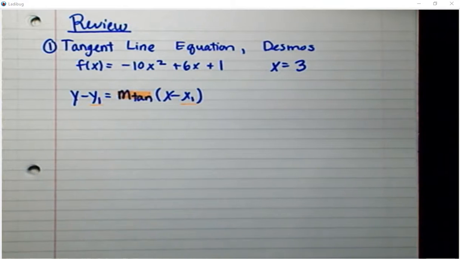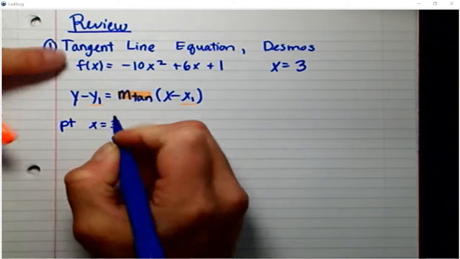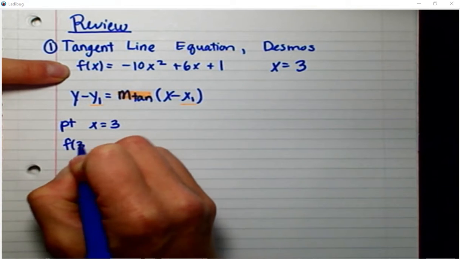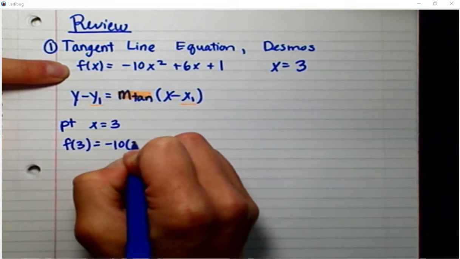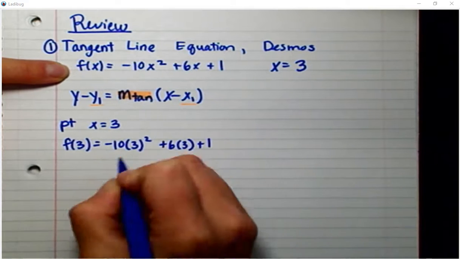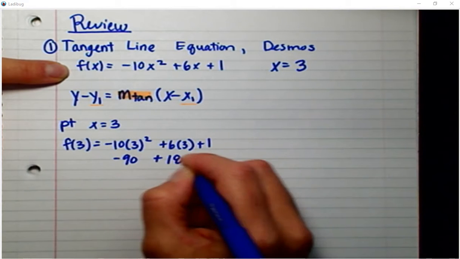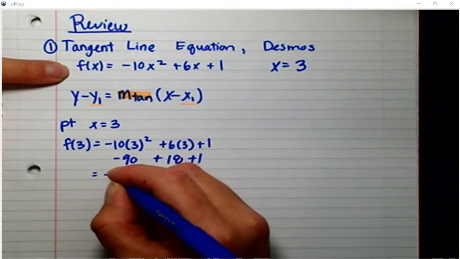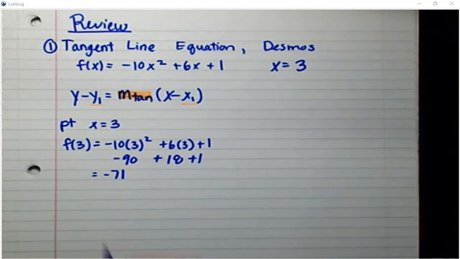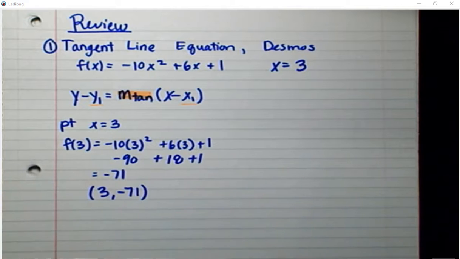So I'm going to start with the point. The point when x equals 3 is just plug in 3. Okay, so 9, so negative 90 plus 18 plus 1 equals negative 71. So the point is 3 comma negative 71. That's the point. Notice this is just f of x.